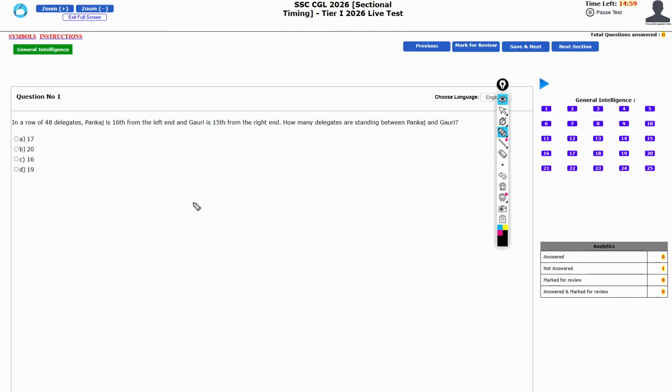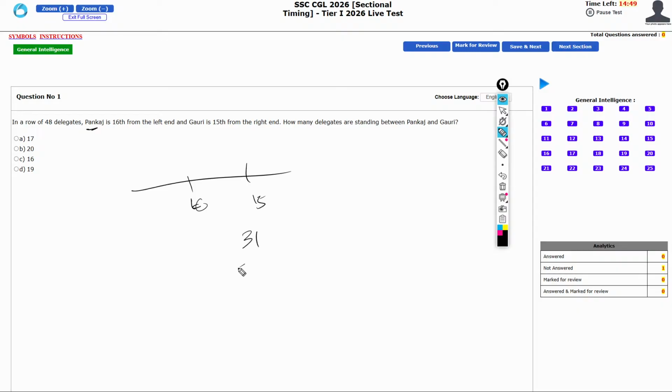Pankaj, in a row of 48, Pankaj is 16th from the left, Gauri is 15th from the right. How many delegates are between? So 16 plus 15 is 31 already done. So only 17 left.